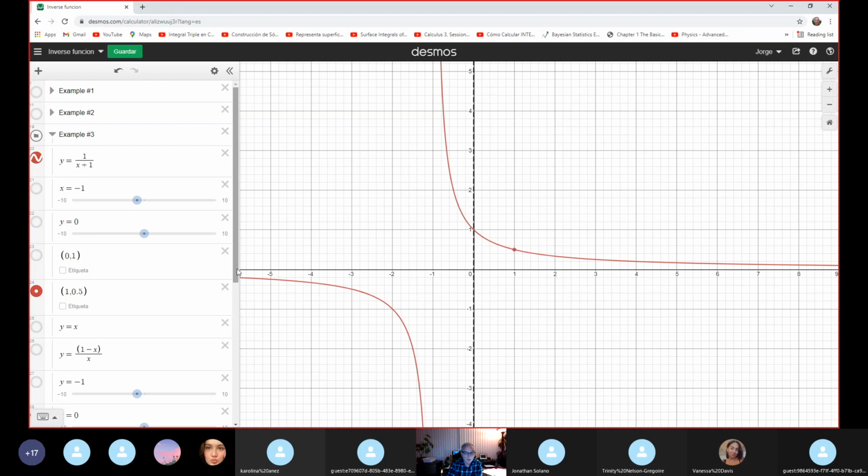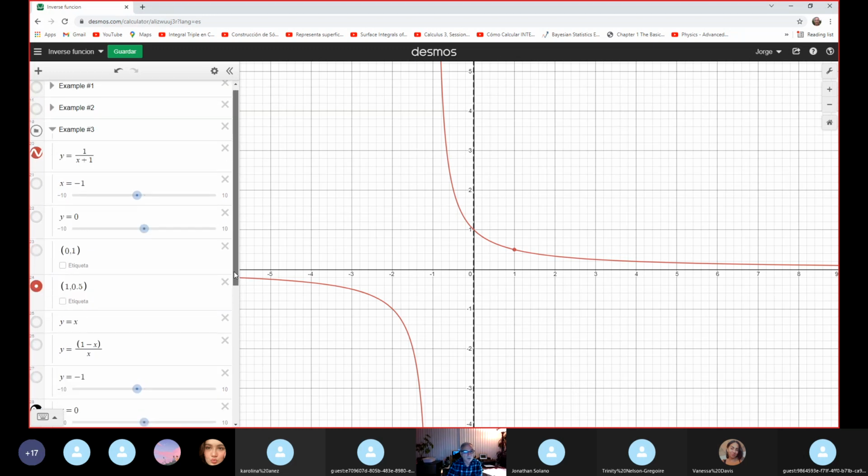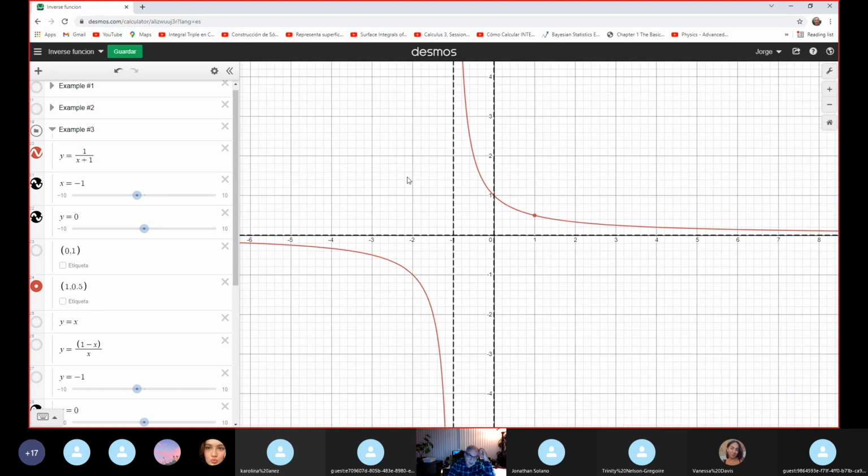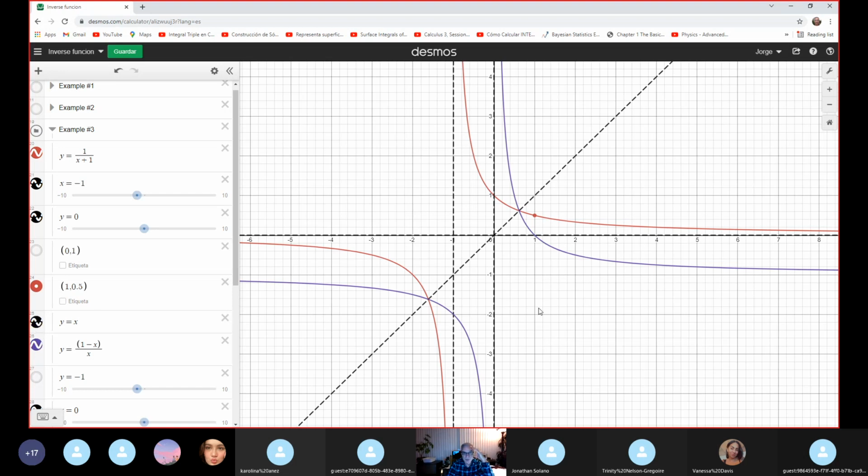Okay, this is the rational function. Remember, the rational function has a vertical asymptote here at -1, and a horizontal asymptote at 0. Boom, this is the rational function. Now the inverse function is this. It is symmetric with respect to the line y equals x. Look at that. Do you see it's perfectly symmetric?